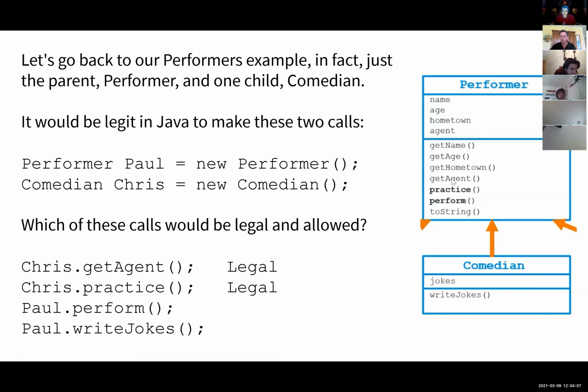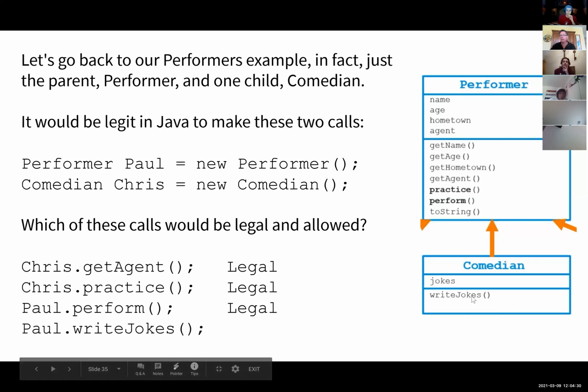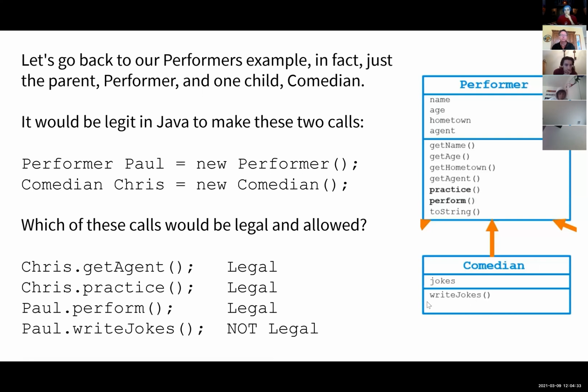Again, it's a method in the parent class. The child class has access to it. Paul.perform. Yep, performers have a perform method, no problem. But if we try to do Paul.write jokes, I hope you can see Paul is a performer. Paul does not have access to the stuff down here in the comedian class. So that's not legal. Any questions? And that is it for the notes.